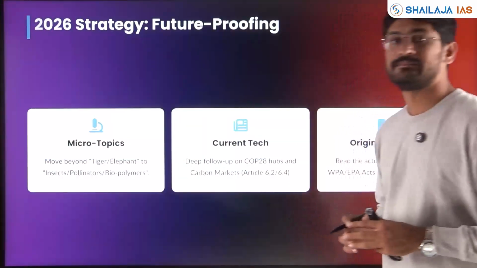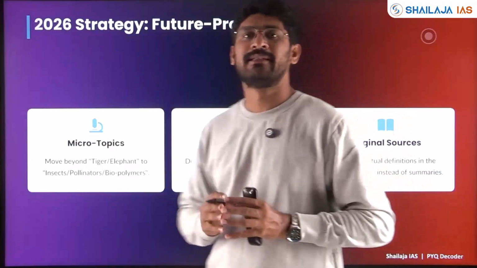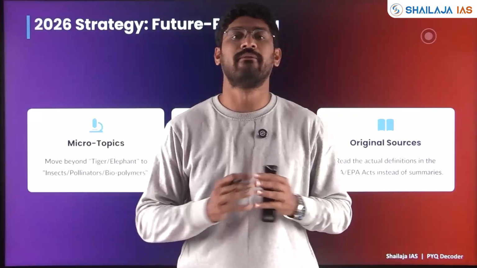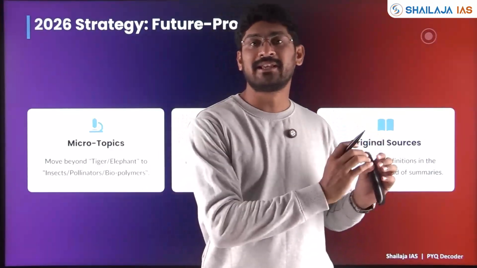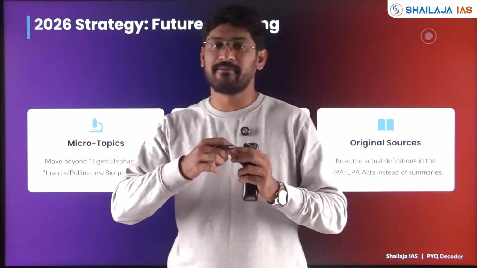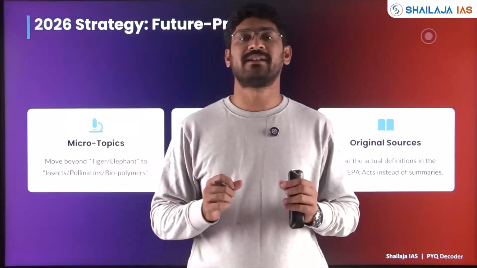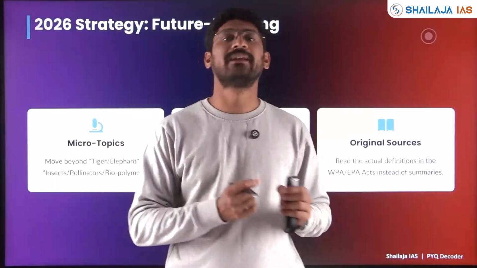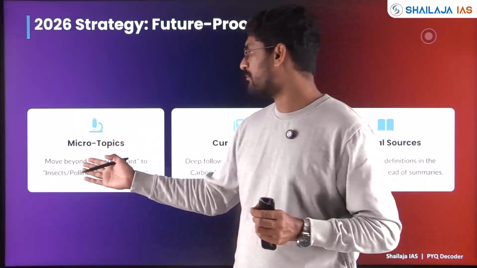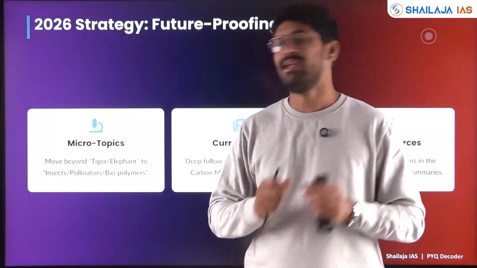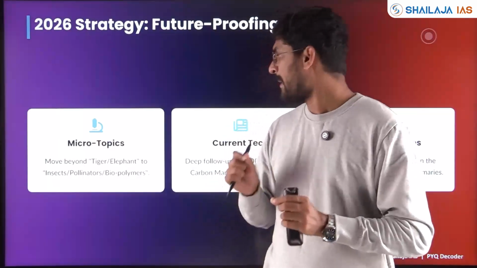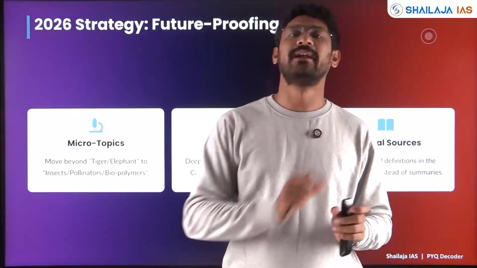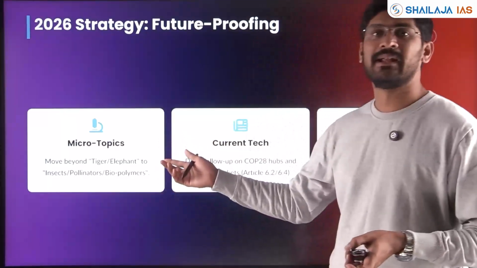So what do you have to do? Do you have to study everything? The complete current affairs, 500, 600 pages of the last 1 year, 2 years? No, that is not how it works. See the syllabus themes, see the themes that have been framed through PYQs in the last 5-6 years, and focus only on those topics and those current affairs topics. Link them with the static. Micro topics: move beyond only tiger and elephant to insects, pollinators, biopolymers. Focus on important themes that are in news, linked to macro themes, and study them together.